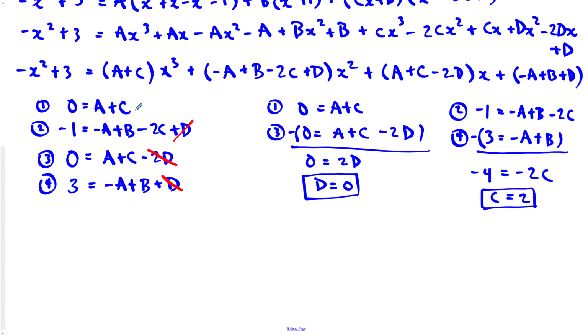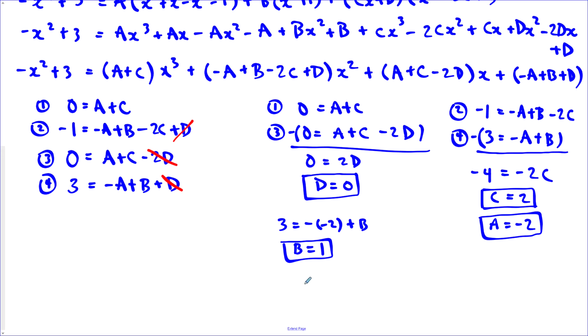Now let's go back. Here's a nice one to solve for a. So if c is 2, then a just needs to equal -2. And which one don't we have? b. So we use this one to find b. So 3 is equal to -a plus b. So that'd be 2. So it looks like b is equal to 1.